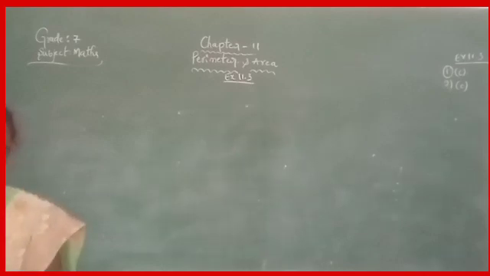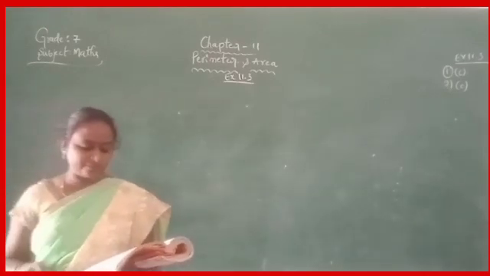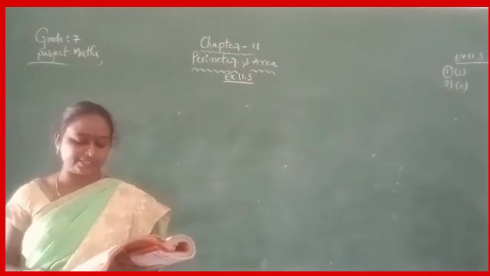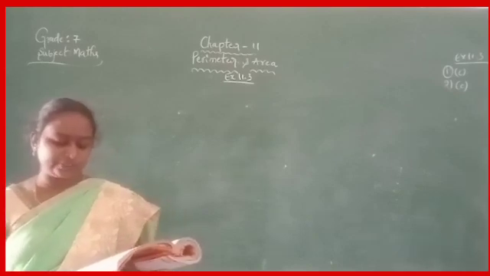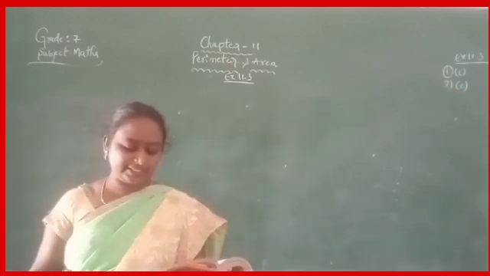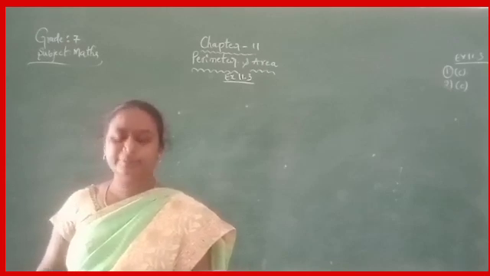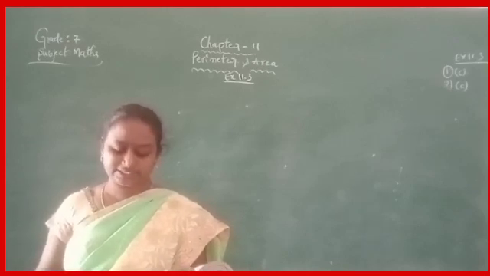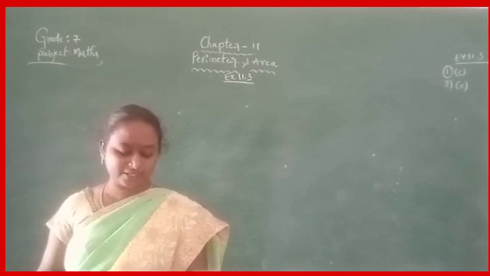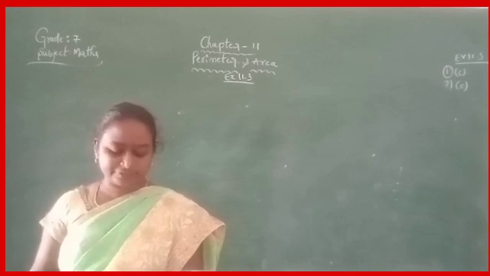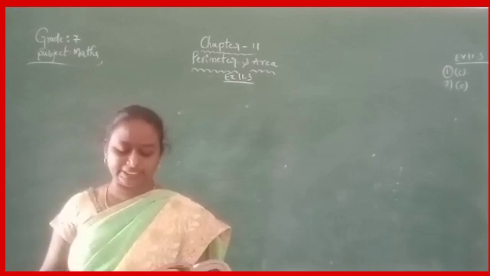See children, fourth question. A gardener wants to fence a circular garden of diameter 21 meters. Find the length of the rope he needs to purchase. If he makes 2 rounds of fence, also find the cost of the rope, if it costs 4 rupees per meter.